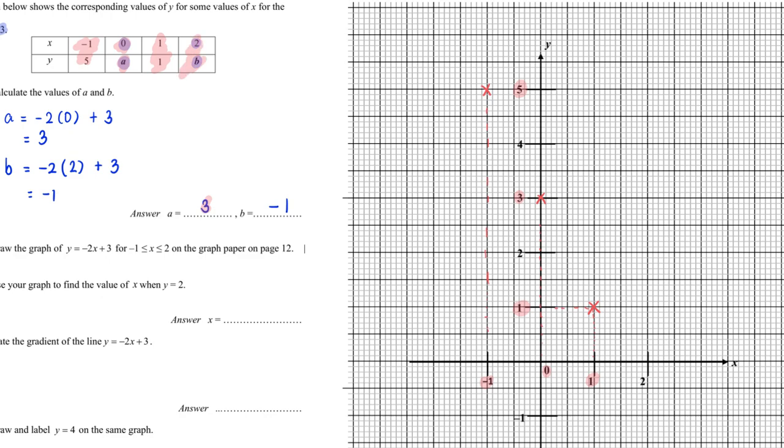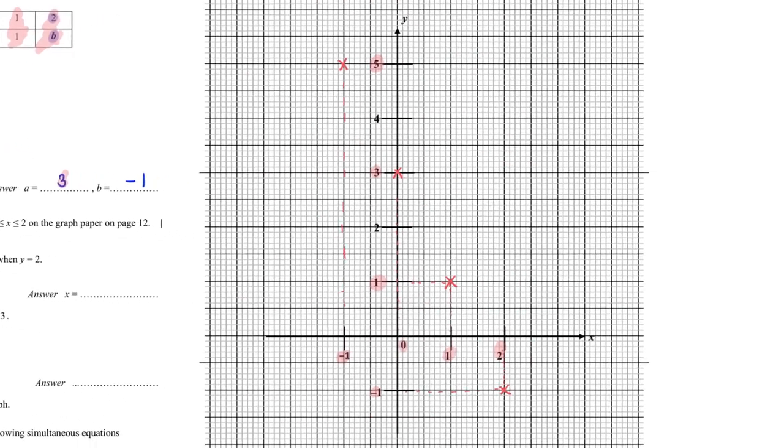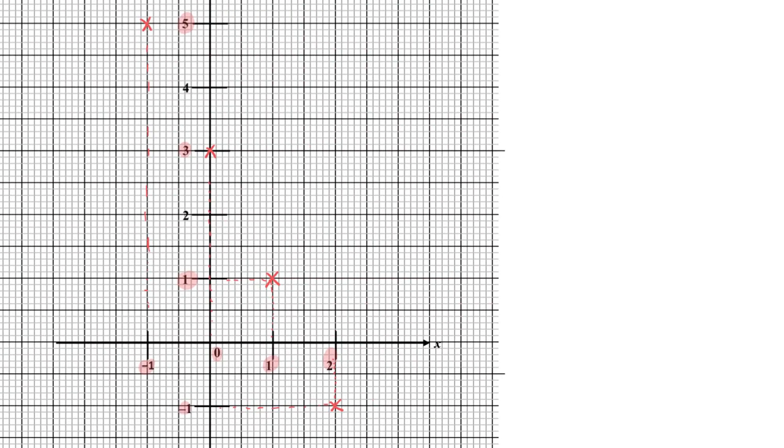And my last point, 2 and negative 1. So 2, I need to go down to negative 1, which is this point here. And using a ruler, now is the time for me to use a ruler to join these 4 points. It should be a straight line. We are going to draw this line now.